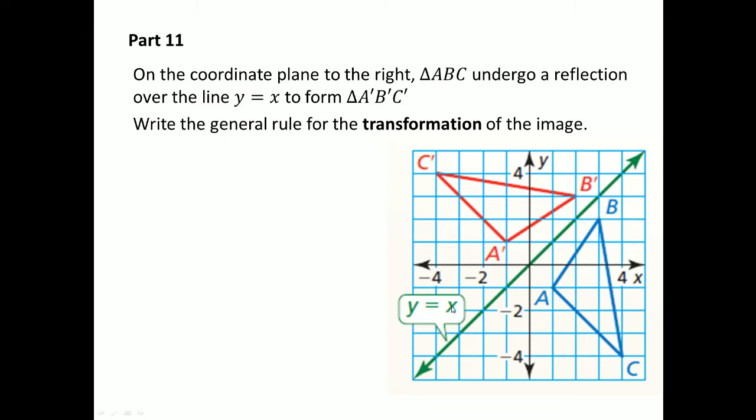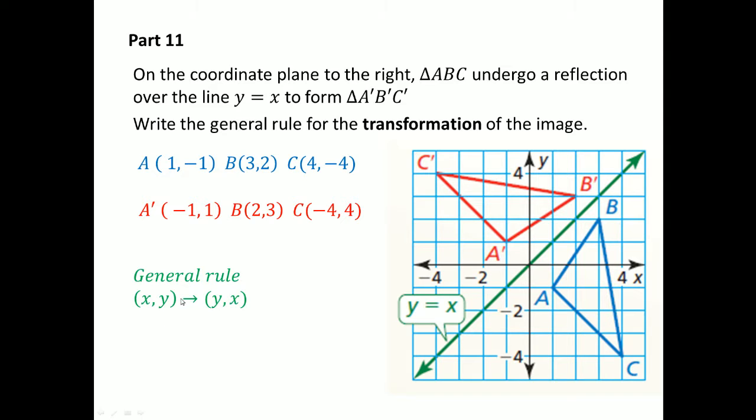Part 11. On the coordinate plane to the right, it undergoes a reflection over the line y equals x. That green line here is y equals x, to form triangle A prime, B prime, and C prime. Write the general rule for the transformation. Okay, I noticed A is here, B is here, and C is here. Always write the coordinates if you want to find the general rule, okay? A prime is here at (-1, 1). B prime is (2, 3), and C prime is (-4, 4).